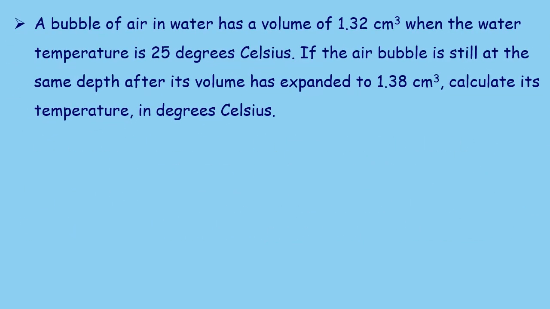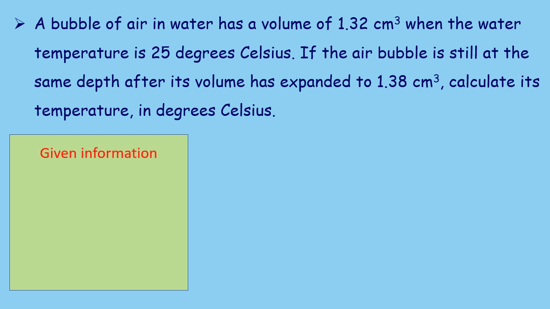A bubble of air in water has a volume of 1.32 cubic centimeters when the water temperature is 25 degrees Celsius. If the air bubble is still at the same depth after its volume has expanded to 1.38 cubic centimeters, calculate its temperature in degrees Celsius. As usual, we will start by writing down the given information. The initial volume V sub I is equal to 1.32 cubic centimeters. The final volume V sub F is equal to 1.38 cubic centimeters.